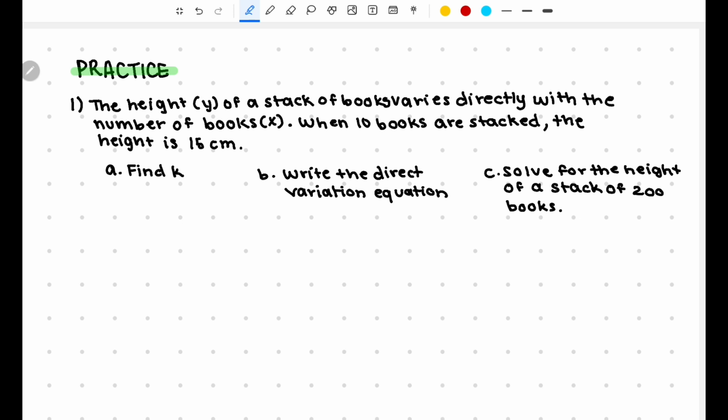The height y of a stack of books varies directly with the number of books, x. That means that as the number of books increases in the stack, the height is also increasing. We're also given that when 10 books are stacked, the height is 15 centimeters. So now to find k, we're going to plug that into the direct variation equation, y is equal to kx. So our y in this case is 15 and our x is 10.